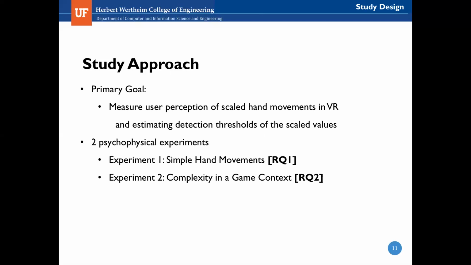And in the second experiment, we focused on different levels of cognitively demanding scenarios in a game context to increase cognitive demands for users. In this experiment, we didn't limit the user hand movements and they could have moved their hand freely.